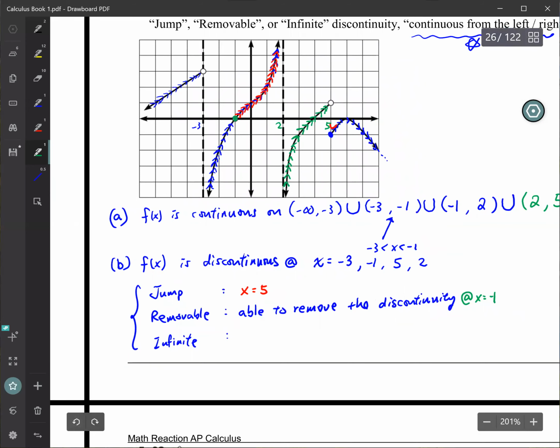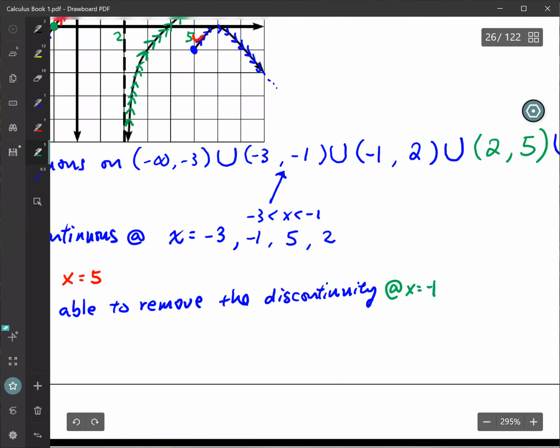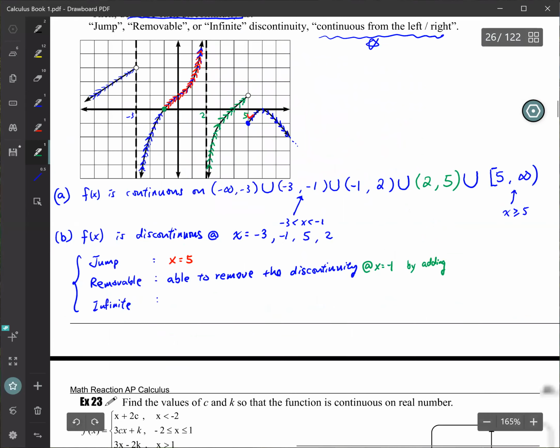So we are able to remove the discontinuity at x equal -1 by adding f of -1 equals 0. By defining that at x equal to -1, it has to equal 0, I'm actually adding in a point. Then it becomes continuous. So that's called removable discontinuity. It's a discontinuity that can be removed.